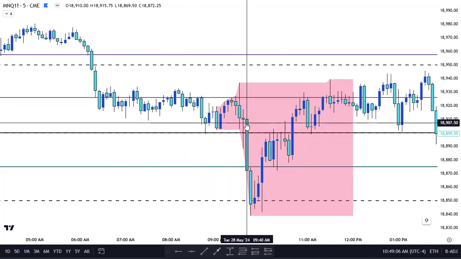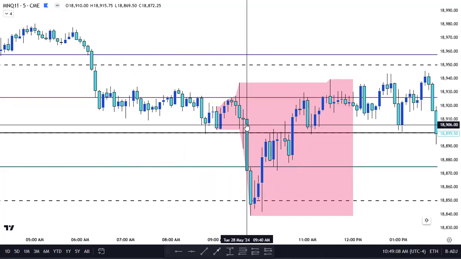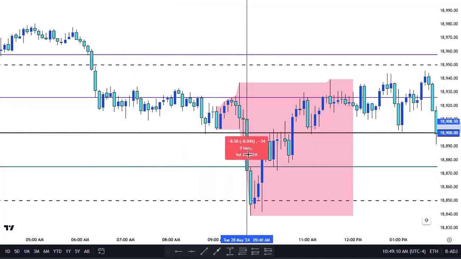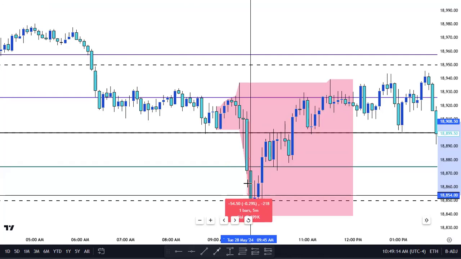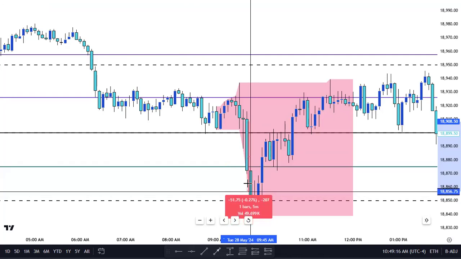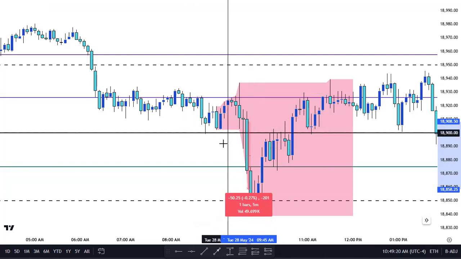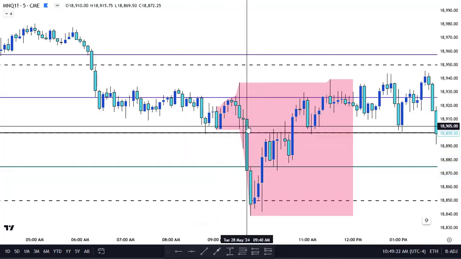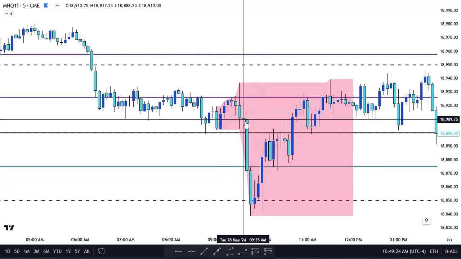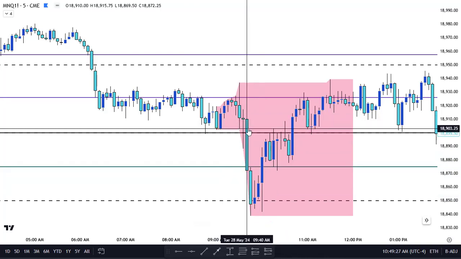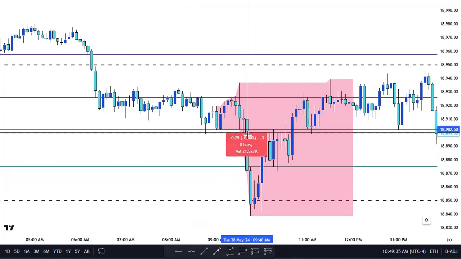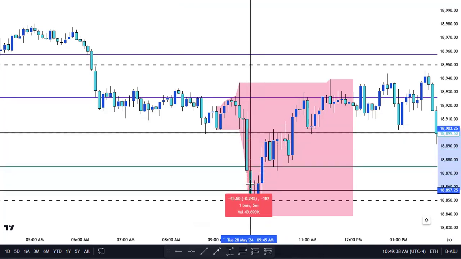So just say you got in once price broke below here, you could have taken it all the way down and got your 50 points. Our 50 points was right around this area. You could have gotten in on this candle or on this candle here, but more than likely, 9 times out of 10, I usually just wait until price breaks these lows. So I'm going to get in right around this area, typically.